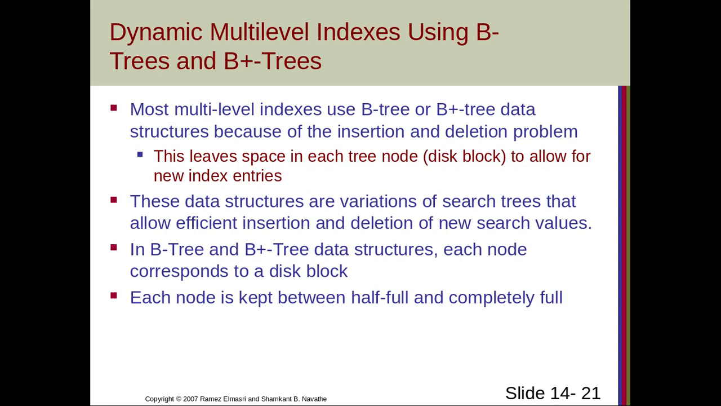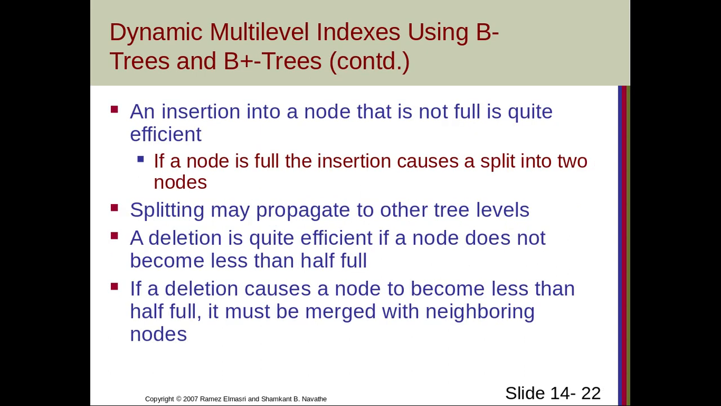Each node is kept between half full and completely full. That means if you have to allocate a new block, at least it should be half full. Either it is half full or completely full. Suppose it is not half full, then you have to make some other adjustment. I think you studied that in the data structures class.